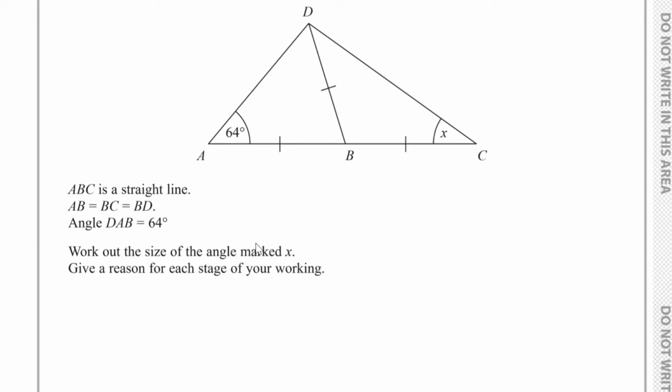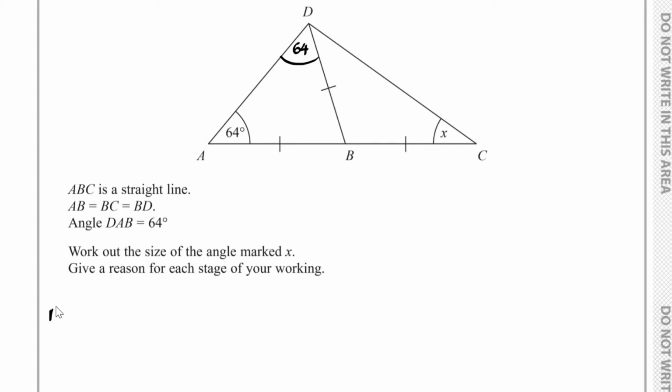Okay. Well, what you can hopefully see here, if you look at this triangle, the triangle ABD, if AB is equal to BD, we have an isosceles triangle. So the base angles on an isosceles triangle are equal, so this angle over here is equal to 64 degrees. So let's just add that reason in.